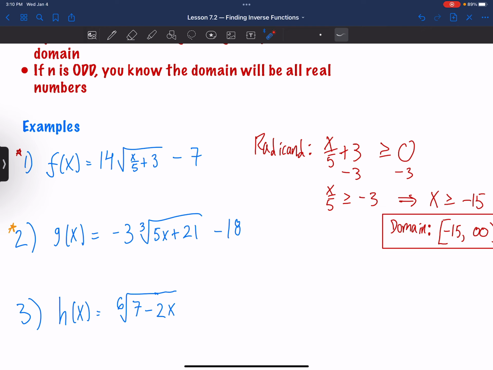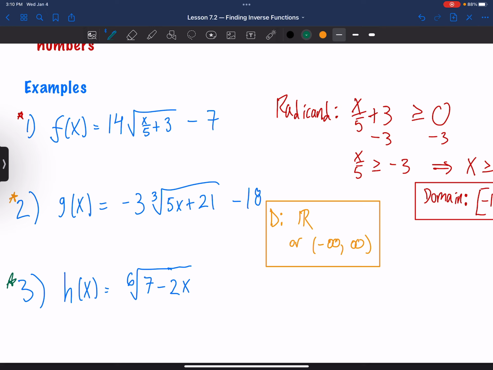All right. Let's go on and do one more. We'll do this one in green. That is h of x equals the 6th root of 7 minus 2x. Again, the index is even, right? Index equals 6 is even. So just set the radicand greater than or equal to 0.